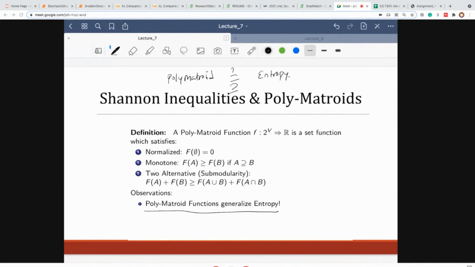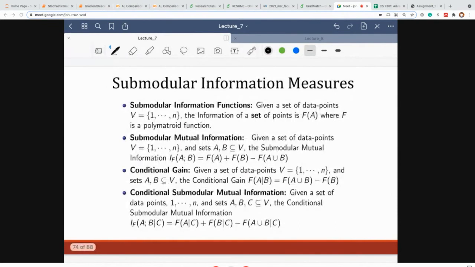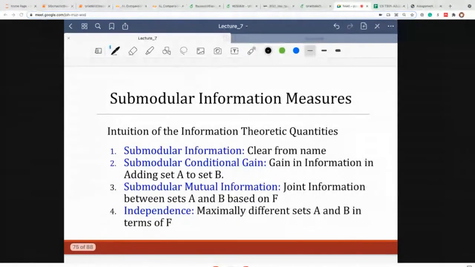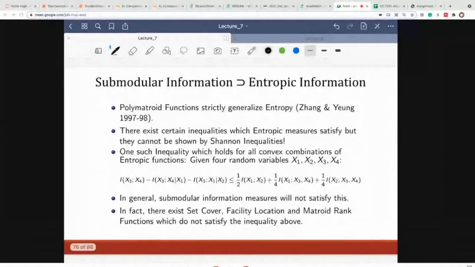Any questions on this so far? Okay, so maybe I'll talk about this slide first, and then I'll talk about the other things. Around 97, 98, for the first time, there was a nice seminal work by Zhang and Yeung. Both of these are Transactions on Information Theory papers.